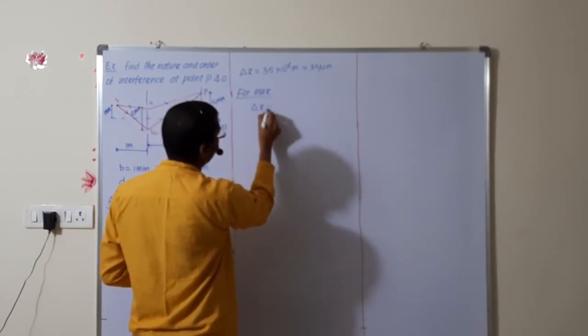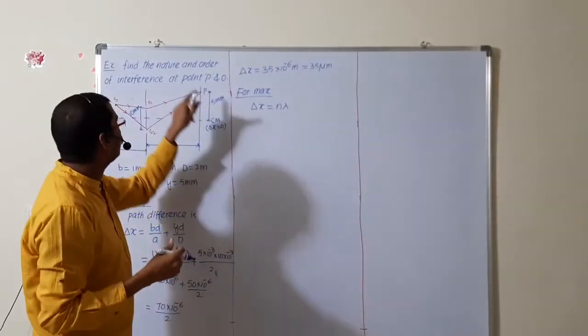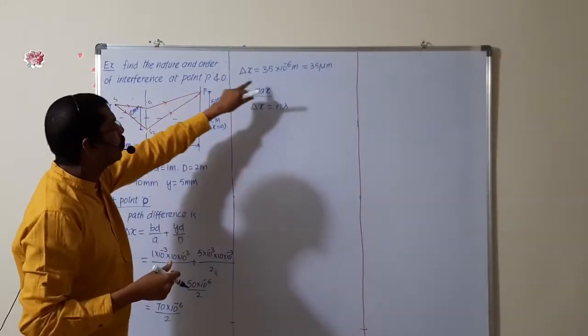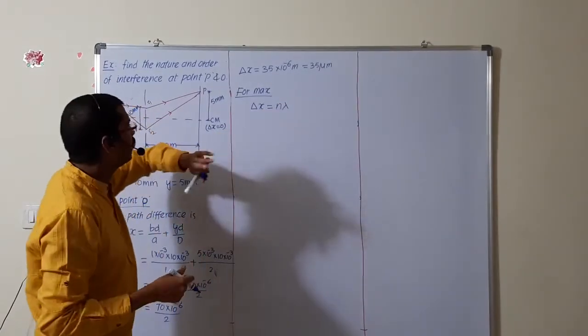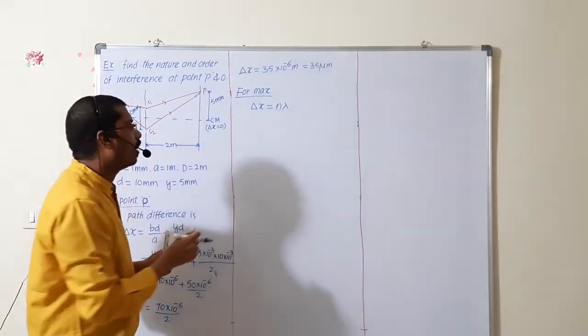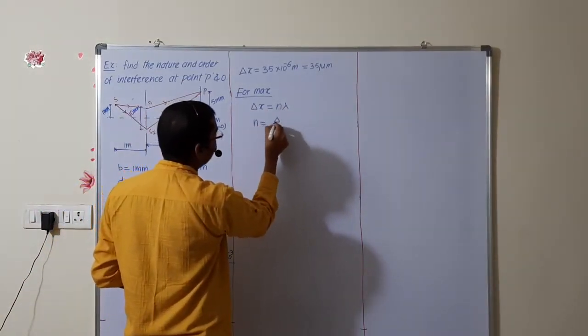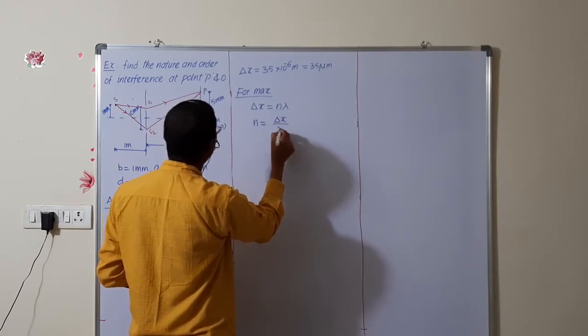Delta x is equal to n lambda. This n value we don't know. The order, where we are given a nature, we got it. This is the value we are getting. The order we have to find out is nothing but the n value. Here n is equal to delta x upon lambda.